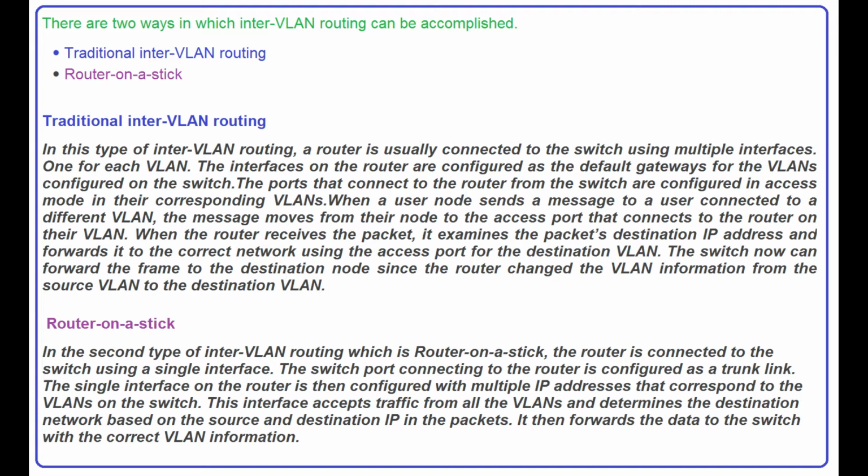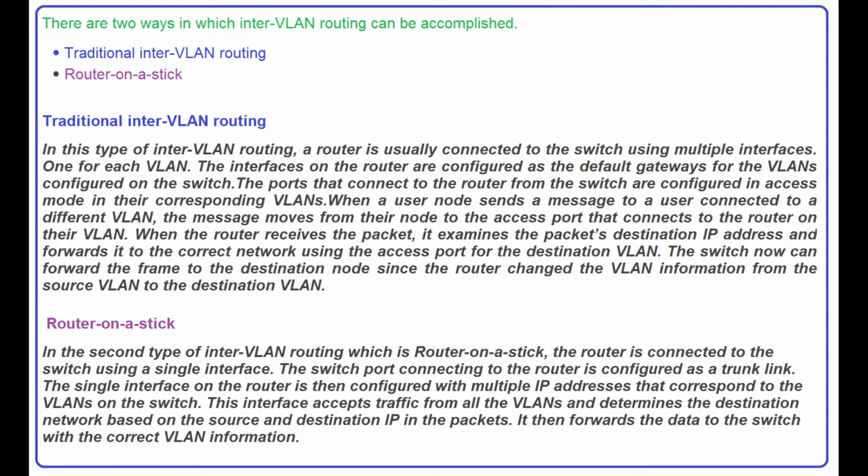Traditional inter-VLAN routing. In this type of inter-VLAN routing, a router is usually connected to the switch using multiple interfaces, one for each VLAN. The interfaces on the router are configured as the default gateways for the VLANs configured on the switch. The ports that connect to the router from the switch are configured in access mode in their corresponding VLANs.